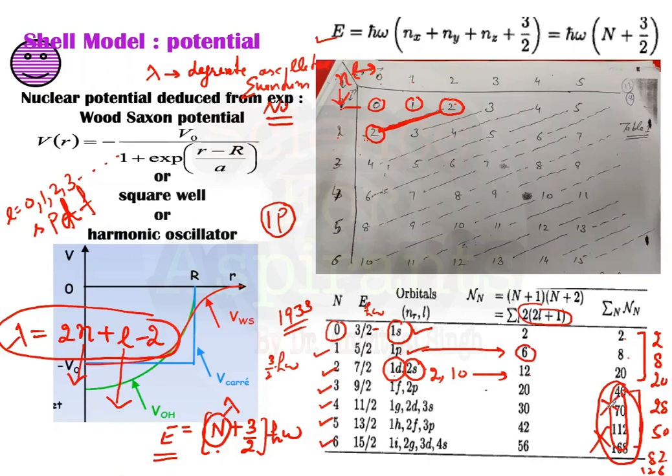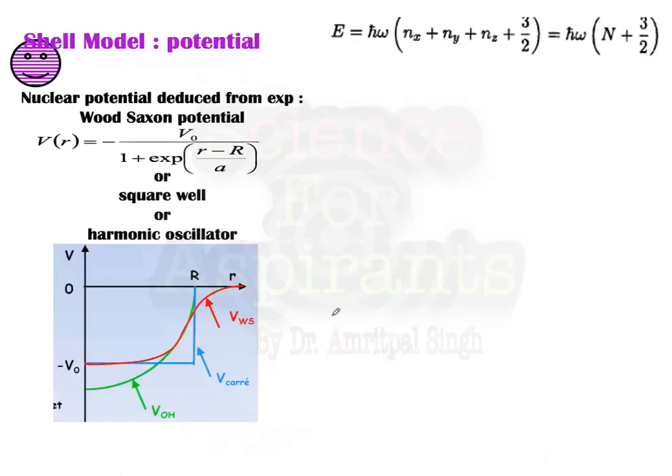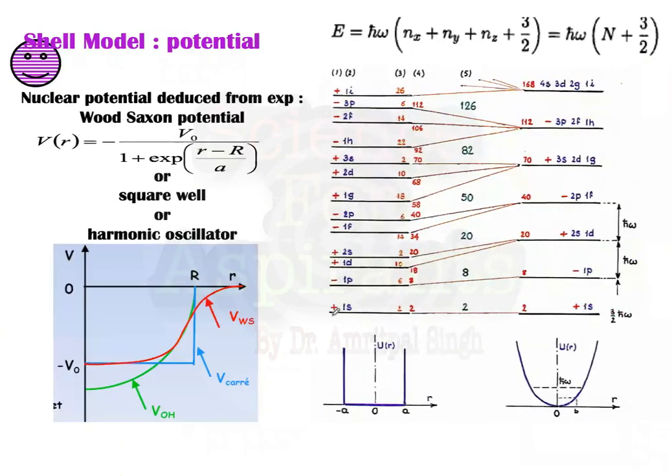Later, in order to explain this model in more detail, they proposed the spin orbit interaction. This is the same thing I explained in my previous slide: how you can calculate from this table the total number of nucleons each shell can hold. You can see from this graph that when the energy is 3/2 h bar omega, n is 0, and only one s state exists. The 1s state has only 2 nucleons.